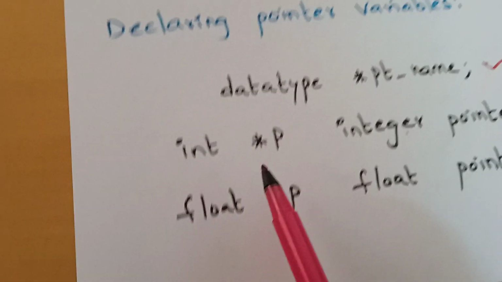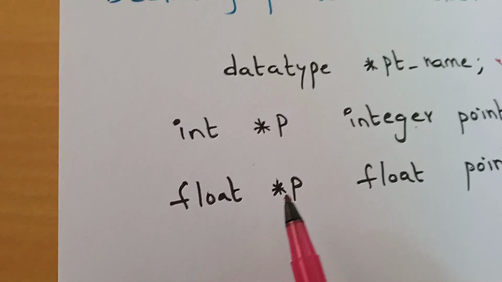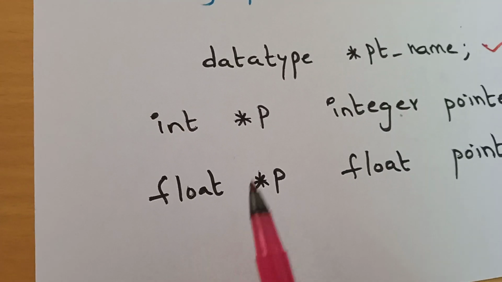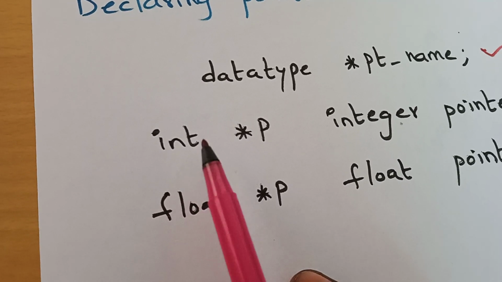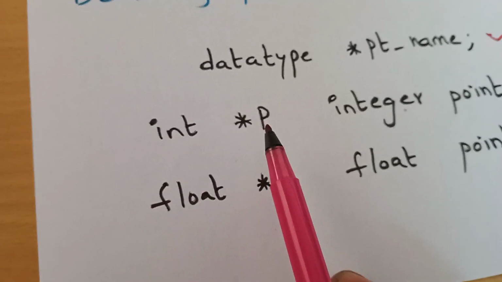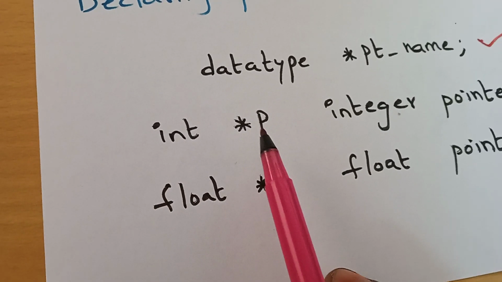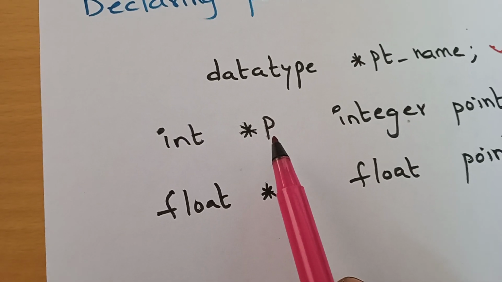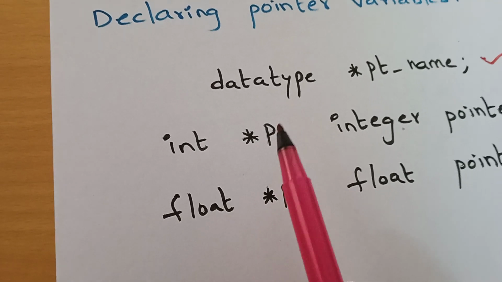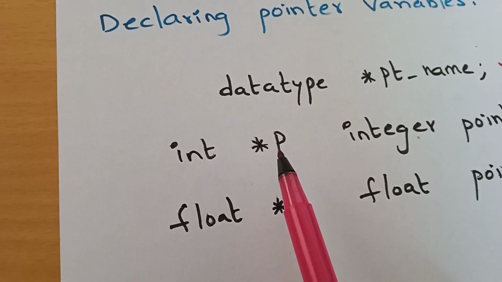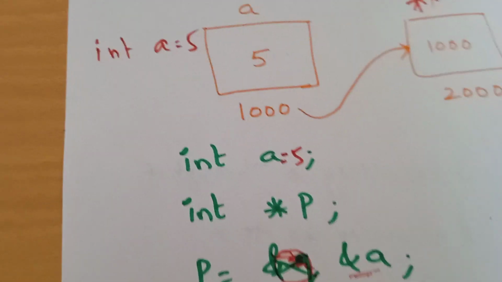Then why are we giving float here? Yes, we do have a purpose for this. The purpose is that the data type will not be given to the pointer variable based upon the pointer variable itself. It is always based upon the variable address which is going to be inside of it. Now let's see this example.